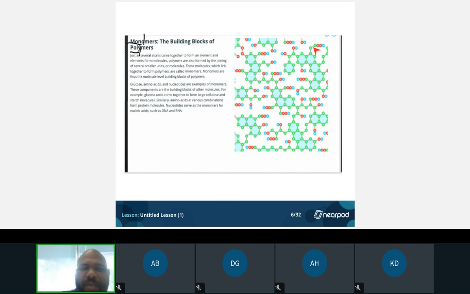So as atoms form together, they create an element. Elements form molecules. And polymers are also formed by joining several smaller units or molecules, and we call those smaller units monomers. Each one of our macromolecules, the carbohydrates, lipids, proteins, and nucleic acids, all contain monomers, and they also make up polymers.